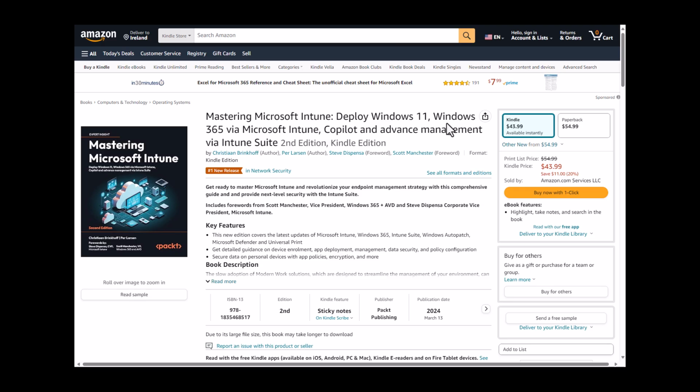First up, I believe it was just this week that the new Mastering Microsoft Intune book has been published. And this was authored by Christian Brinkhoff and Per Larsen. The subtitle is Deploy Windows 11, Windows 365 via Microsoft Intune, Copilot, and Advanced Management via Intune Suite. So it seems like Intune is more relevant than ever. So this is going to be a book that interests a lot of people.